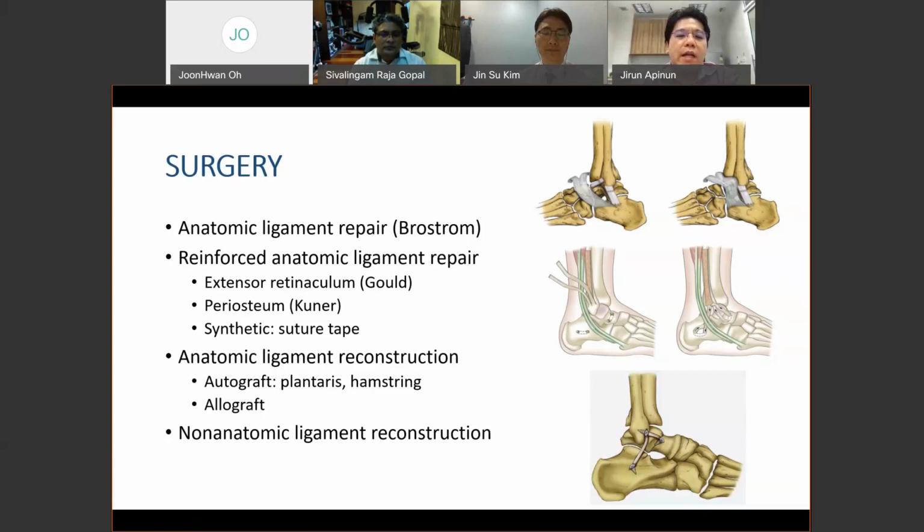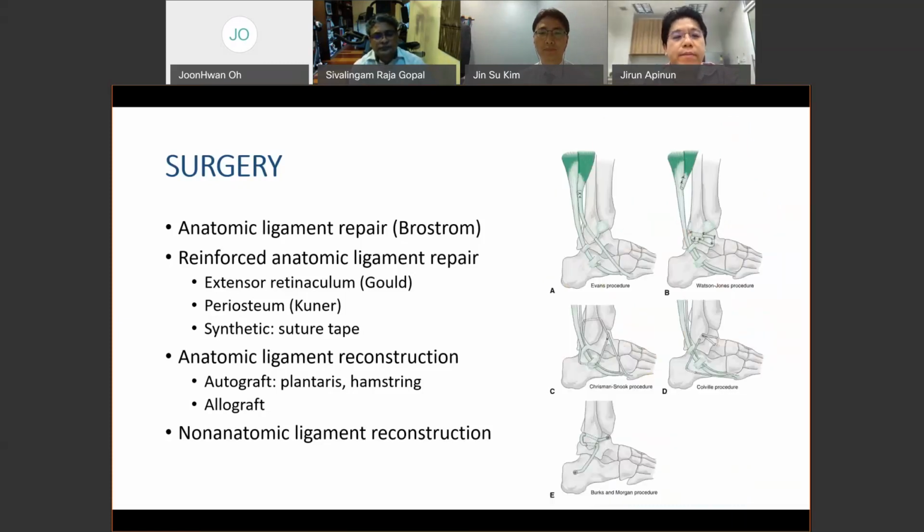However, it has less popularity now because of the problems that I mentioned before, arthritic change, over-constraint, and stiffness of the ankle. Next slide, please. Okay, these are many kinds of non-anatomic ligament reconstruction. Okay, we can pass it.